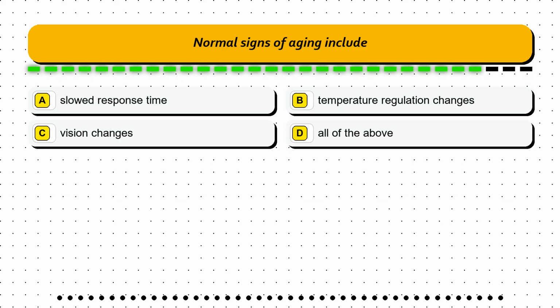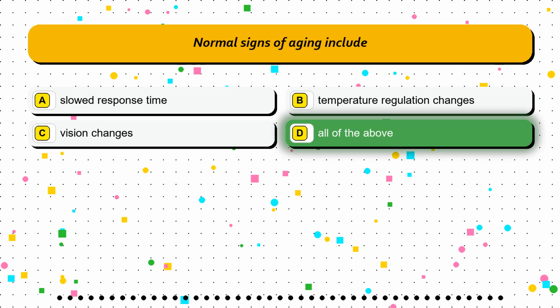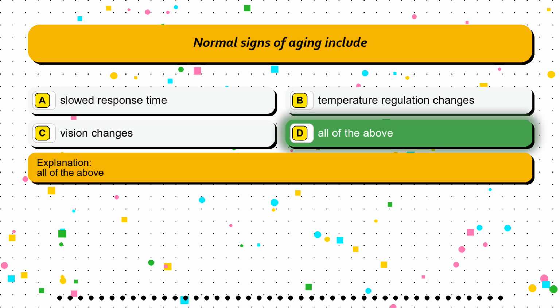Question 1. Normal signs of aging include: Option A, slowed response time. Option B, temperature regulation changes. Option C, vision changes. Option D, all of the above. The correct answer is option D, all of the above.